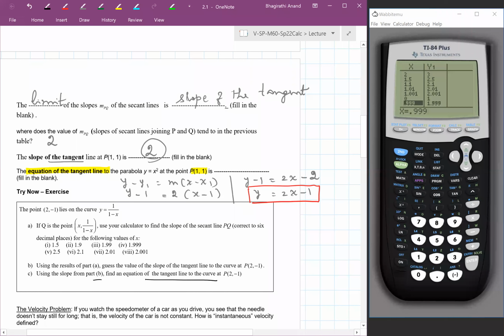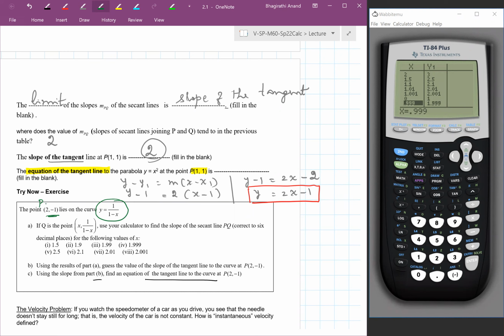Wonderful. Now we'll try a similar problem, except that instead of y equals x squared, we are going to use a different curve, y equals 1 over 1 minus x, which is rational. Then the point P is (2, -1). We are going to find the slope of the tangent line at P(2, -1).